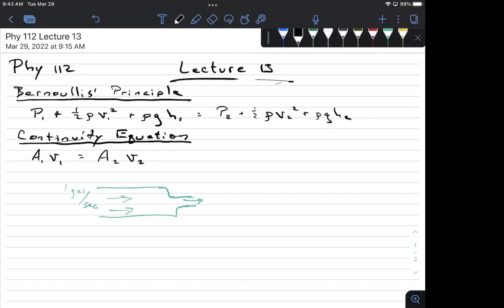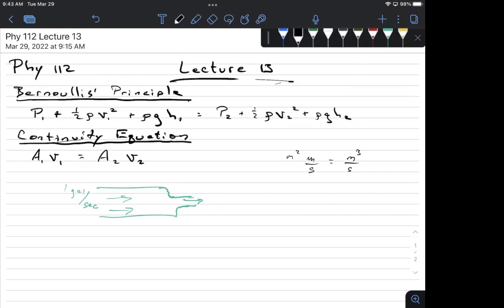Because if you think about it, A, well, that's meters squared. V, that's meters per second. So meters squared times meters per second is meters cubed per second. Meters cubed is a volume, and of course seconds is time. So this is the volume flow rate, how much volume is going per second. And so it's the combination of these two equations that will allow us to solve the problems we're going to have, at least for this first part of fluids.